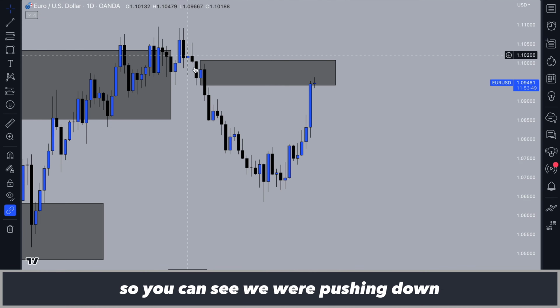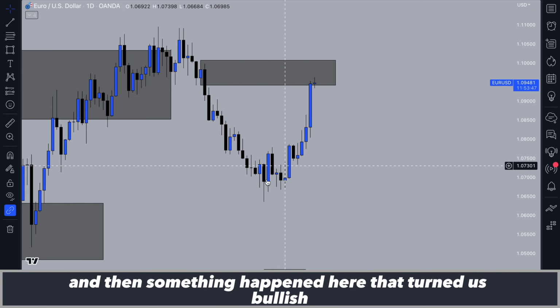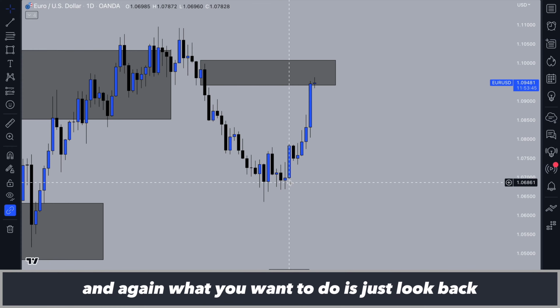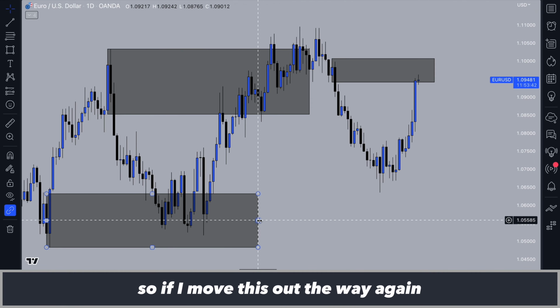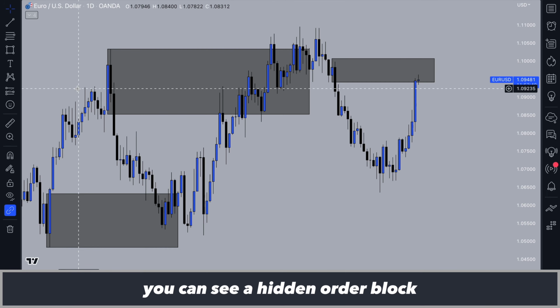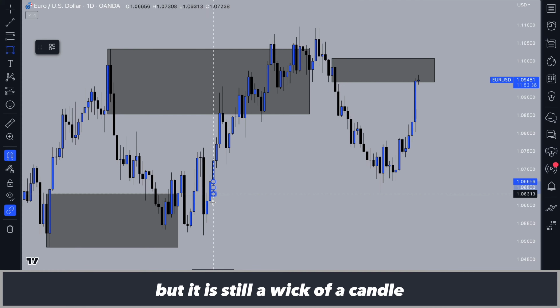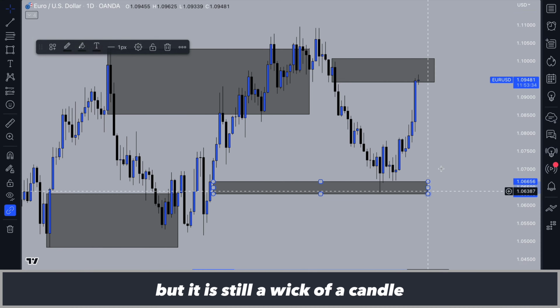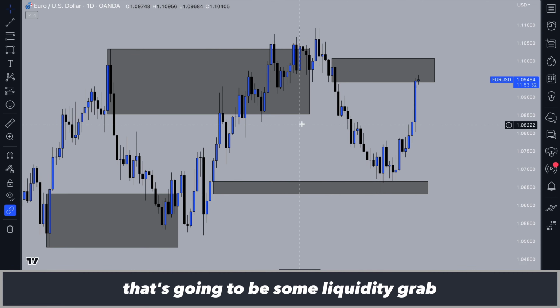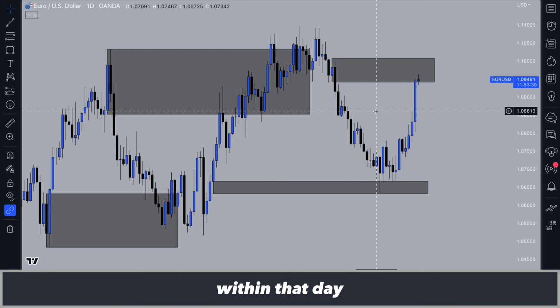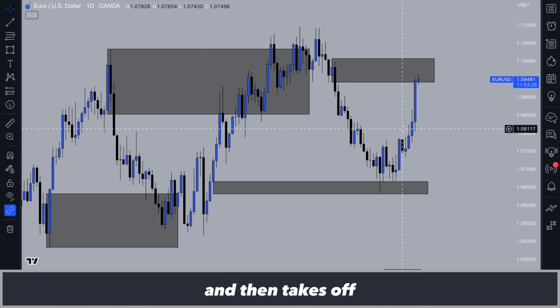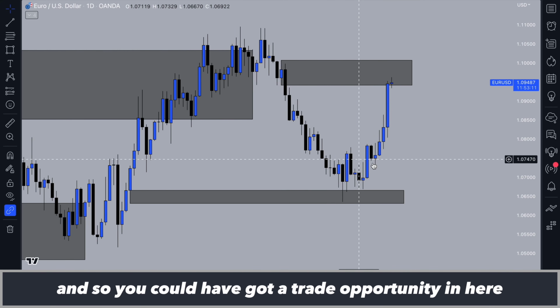So as you can see, we were pushing down, and then something happened here that turned us bullish. And again, what you want to do is just look back. So if I move this out of the way, again, you can see a hidden order block. This one isn't as clean, and it didn't take out any liquidity, but it is still a wick of a candle, and especially on the daily, that's going to be some liquidity grab within that day. And price comes back into it and then takes off. And so you could have got a trade opportunity in here.